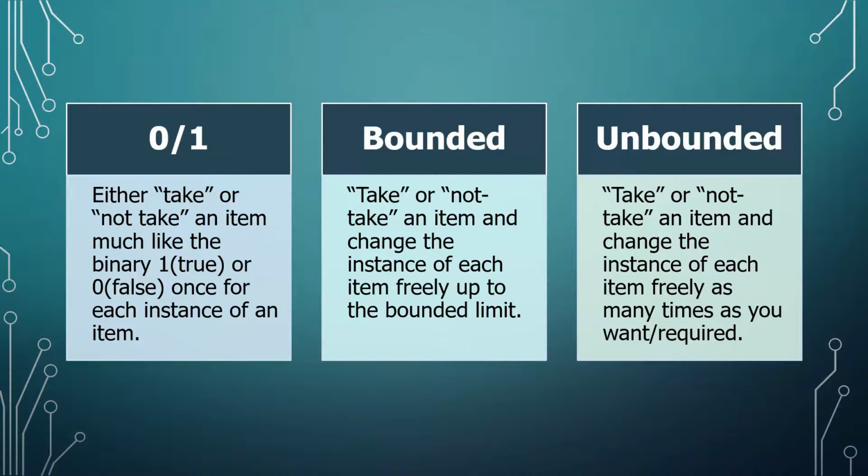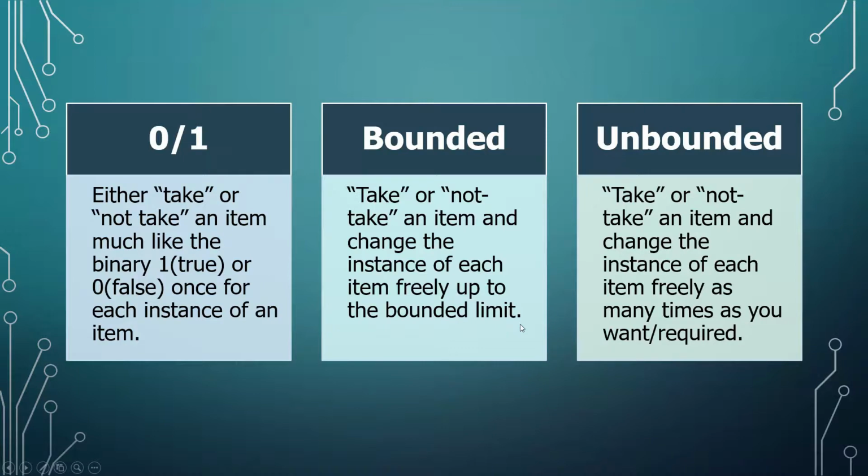It is final. So you either take an item or not take an item, and that is how you make the combination in such a way so that you get the most efficient answer. For the bounded one, what you do is you take or leave an item and change the instance of each item freely up to the bounded limit.